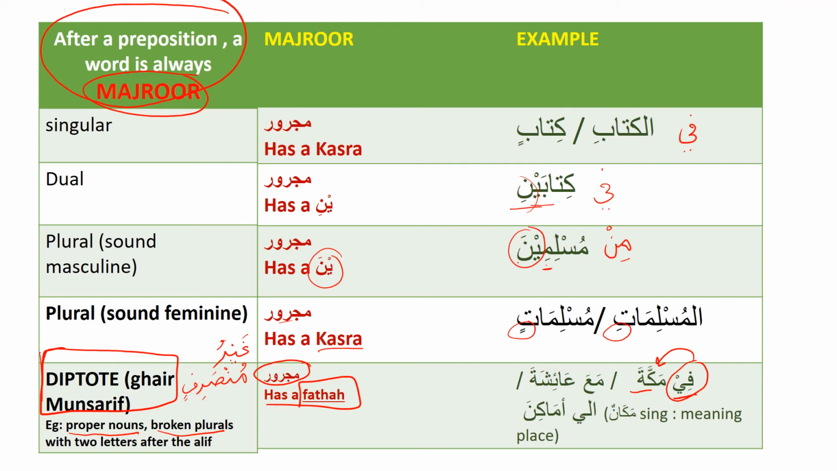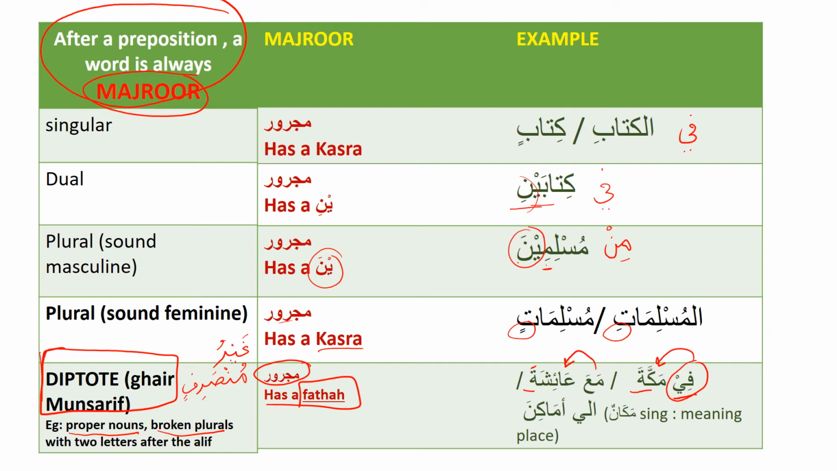Okay? Same thing with another proper noun, the name Aishata. So you say ma'a, which means with. Ma'a is going to affect the word after it. So we say ma'a Aishata. We don't say ma'a Aishati, because Aishata is a proper noun. So not all proper nouns, only the ones that follow this sort of pattern. And also the last one was the broken plural with two letters after the alif.